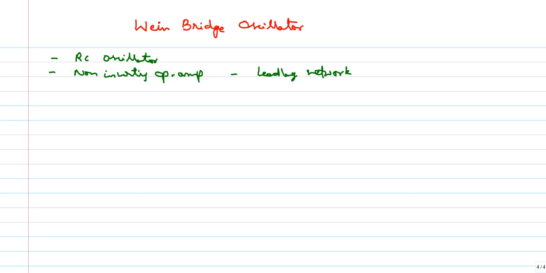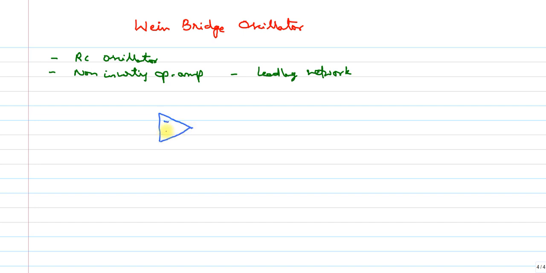But coming to the Wein bridge oscillator, here we are using a non-inverting op-amp and a lead lag network. How we are using these things we will see. Once we get the circuit diagram, then we can easily identify this part. First we have to draw the oscillator. We have to draw the non-inverting op-amp. So this is my op-amp.